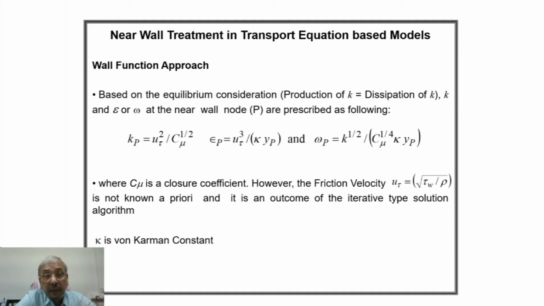The turbulent kinetic energy K at point P, that means at the near wall point. So these are all boundary conditions. Again we solve. Basically this is the outcome of an iterative type of solution algorithm. And kappa, which is there in the expression of epsilon P and omega P, is the von Karman constant. Usually a value of 0.4 is taken. For some special separated flows, 0.39, 0.38, such values work.